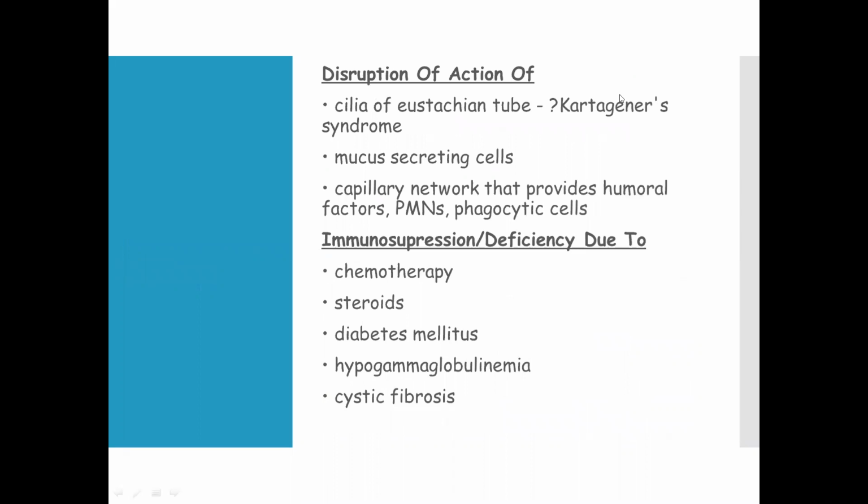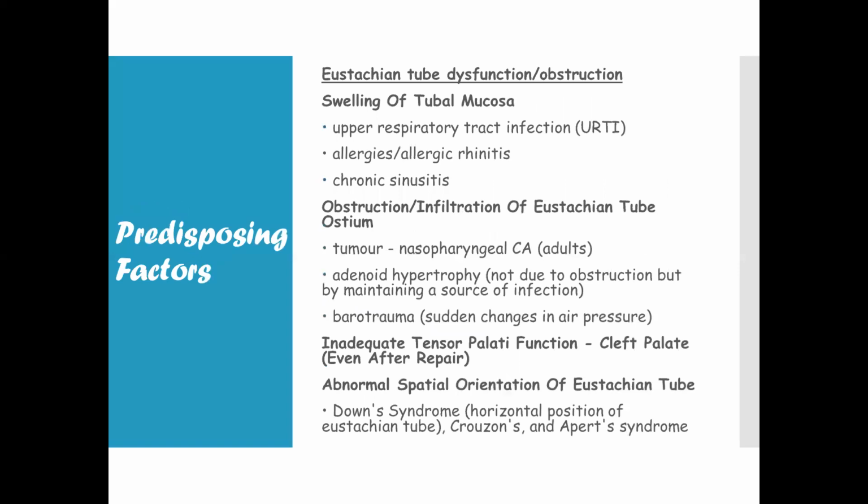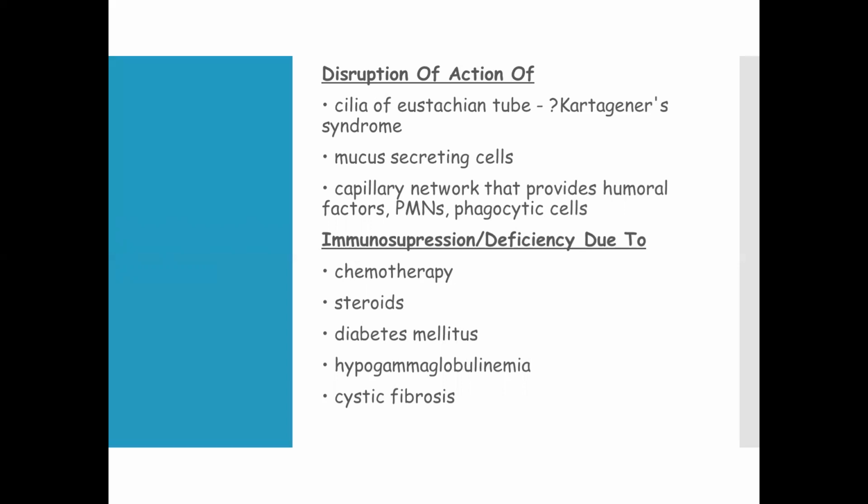Then there is disruption of the action of cilia of the eustachian tube, mucus secreting cells, and the capillary network that provides humoral factors, PMNs, and phagocytic cells. Then immunosuppression or deficiency due to chemotherapy, steroids, diabetes mellitus, hypogammaglobulinemia, or cystic fibrosis. Basically, under predisposing factors you need to know what can lead to the development of otitis media: eustachian tube dysfunction or obstruction, disruption of the action of the cilia, mucus secreting cells or our immune cells, and also immunosuppression.